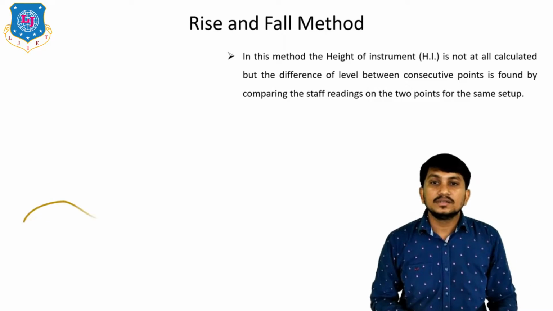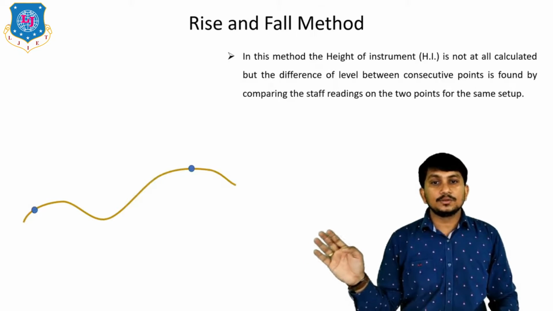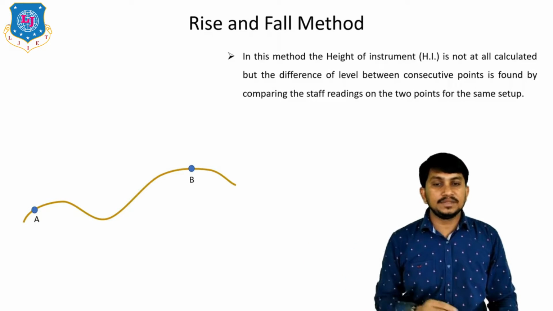Suppose there is one ground. These are the two points, A and B.